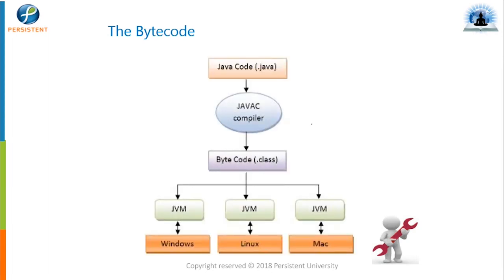Okay, let's talk about execution and bytecode. We are saying Java is platform independent. This is one of the biggest features of Java, right? And we are saying this is because of the bytecode. So let's understand what we mean by bytecode. Any machine is nothing but hardware at the end, right?